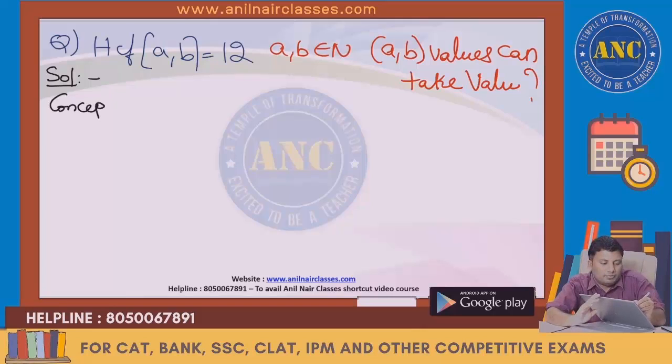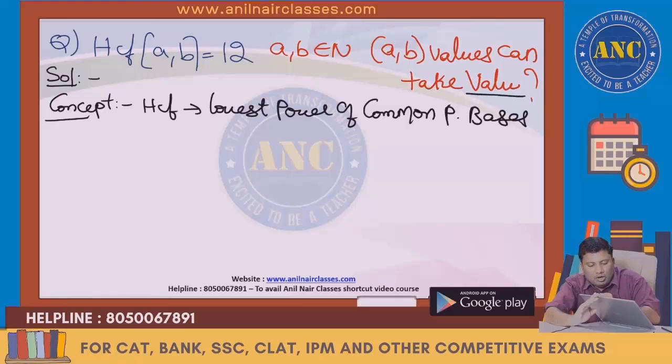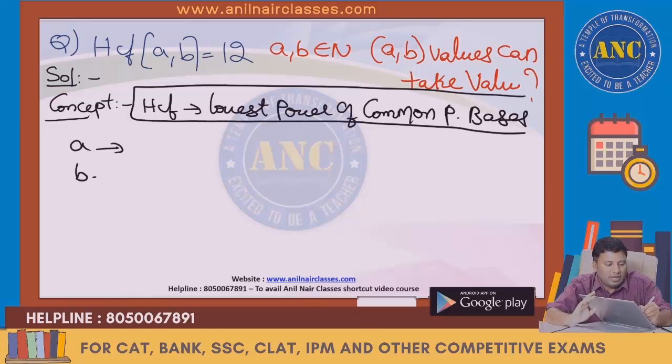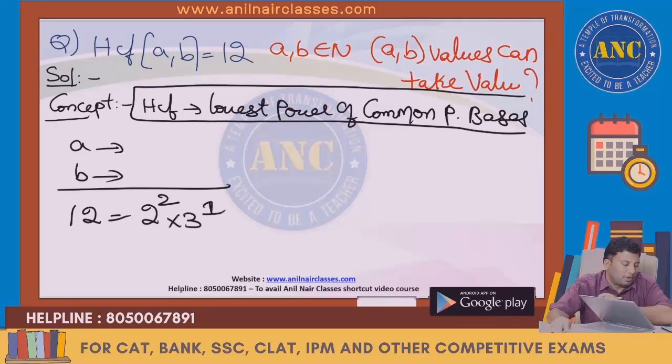Concept. HCF always takes the lowest power of the common prime bases. A we don't know, B we don't know, but we know the HCF of the two numbers is 12, which is 2 square into 3 power 1.